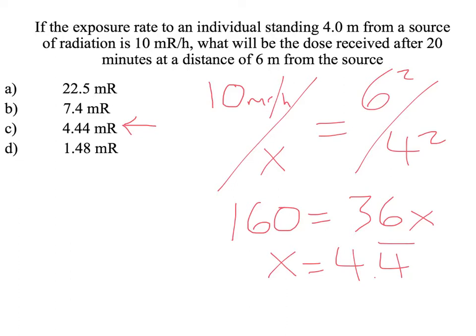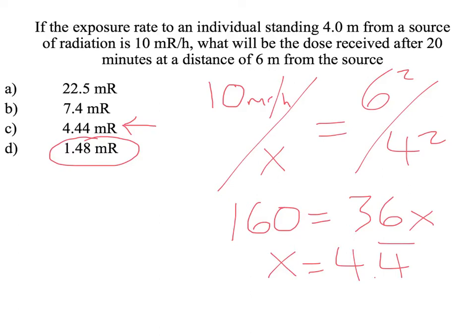But it didn't ask us what the milliroentgen exposure per hour is going to be. It asked us what it's going to be after 20 minutes, right? And we know that 20 minutes is a third of an hour. So we need to divide 4.444 by 3. And that gives us the correct answer. Does that make sense? So I just divided 4.444 by 3, and it gave me 1.481. It's just a repeating number, right?